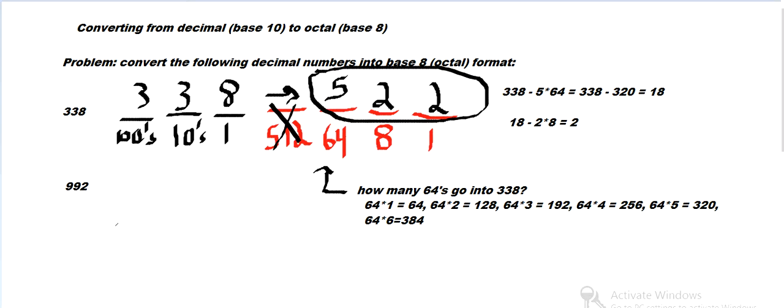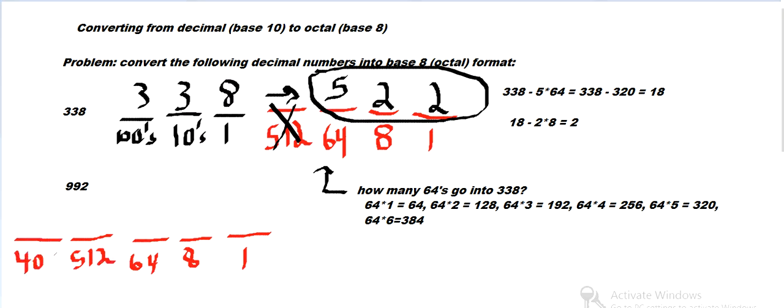Now how about 992? Let's see. We're going to start again. We're converting into base 8, so we go 1, 8, 64, 512, and times 8 again, 4096. We're not going to use that last blank, because that's bigger than 992. So we need to look at how many times 512 goes into 992.